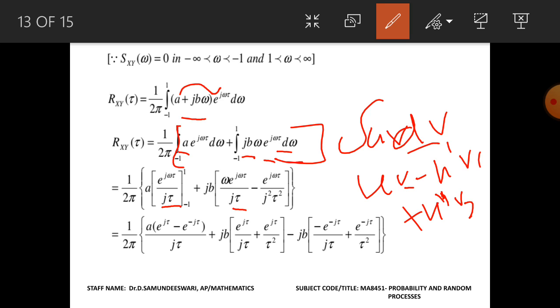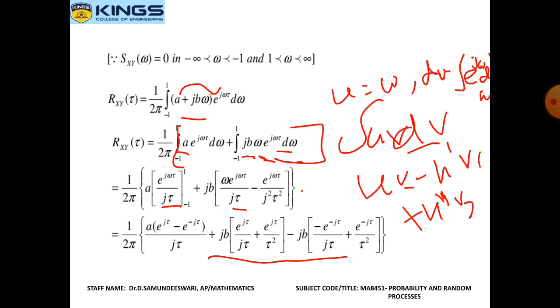U dash means differentiation of omega. Differentiation of u is nothing but 1, and dv integrated gives e power j omega tau divided by j tau. Using this we are finding the uv value and the u dash v1 value. I am getting this one. Okay, right? Then apply the limit minus 1 to plus 1 in place of omega. I am getting this equation.